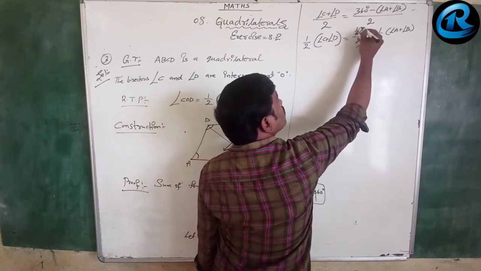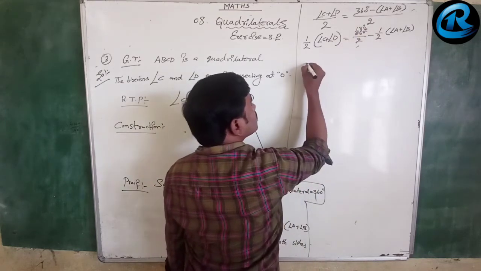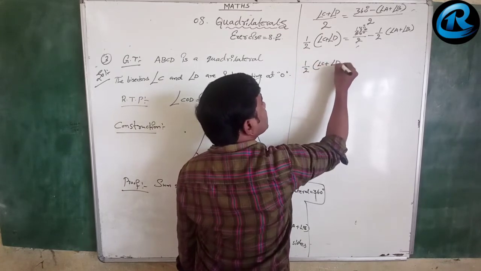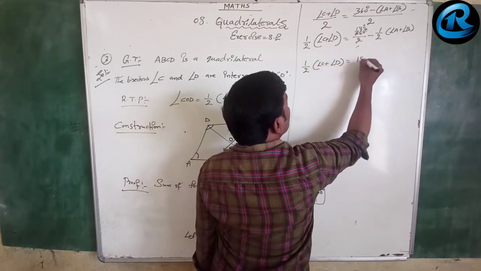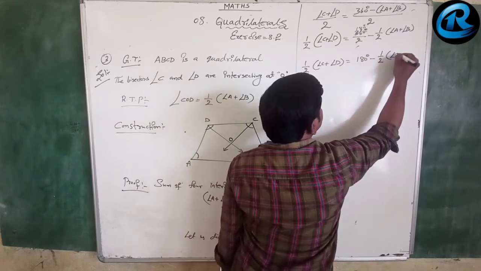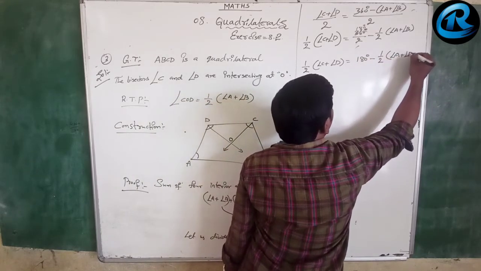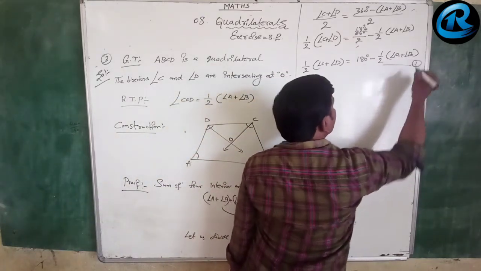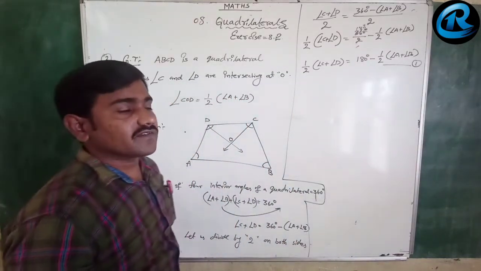Two ones are 180 degrees. So here 1 by 2 of (angle C plus angle D) is equal to 180 degrees minus half of the sum of angle A and angle B. We keep this as equation number 1.